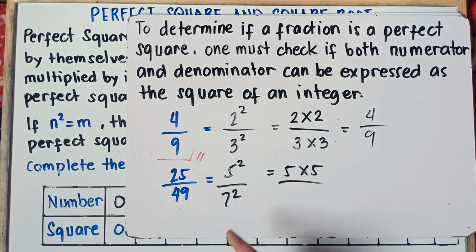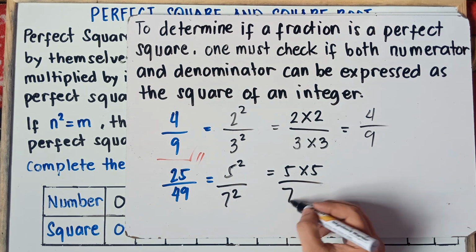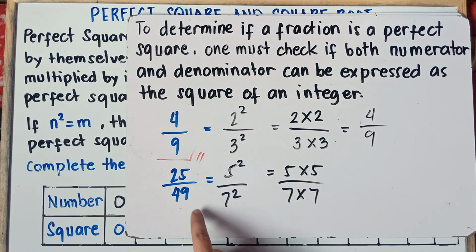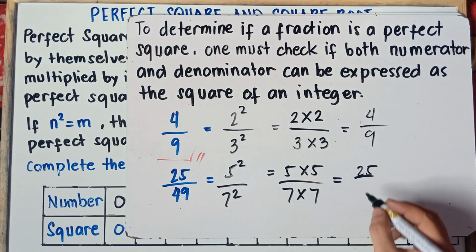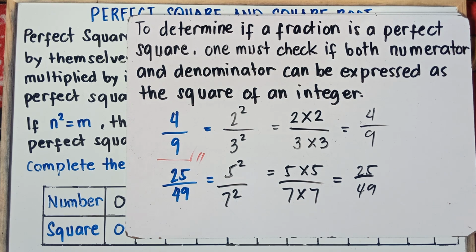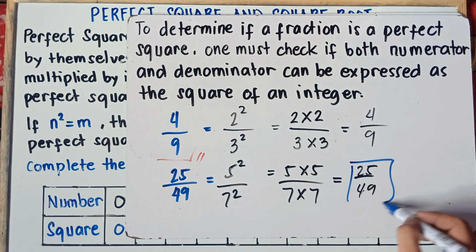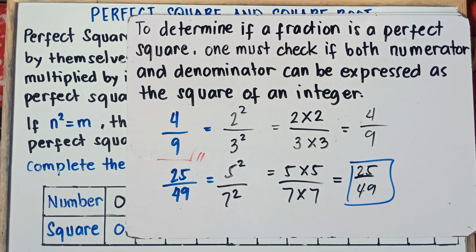7 squared means 7 times 7, and 7 times 7 is 49. So 5 times 5 is 25, and 7 times 7 is 49. Therefore, class, 25 over 49 is a perfect square. I hope you understand this one, class, with regards to the fraction, because there are fractions that we can call perfect squares.